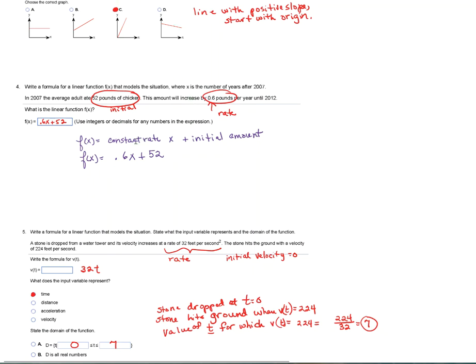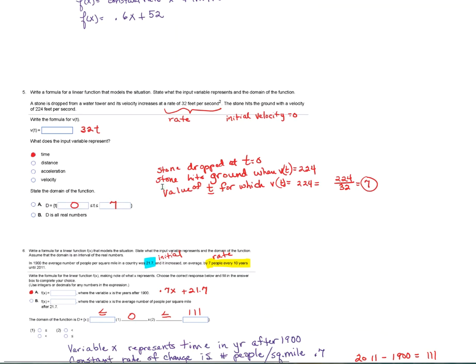All right, so the linear function could be 0.6x plus 52. Remember, it's constant rate times x plus the initial amount. All right, we're doing the same thing here.